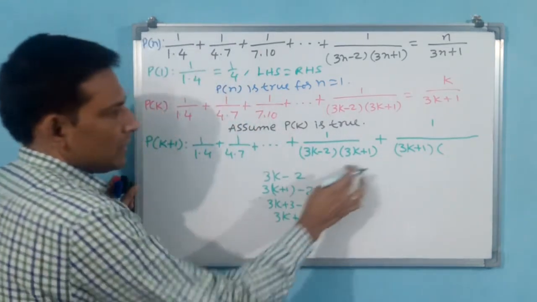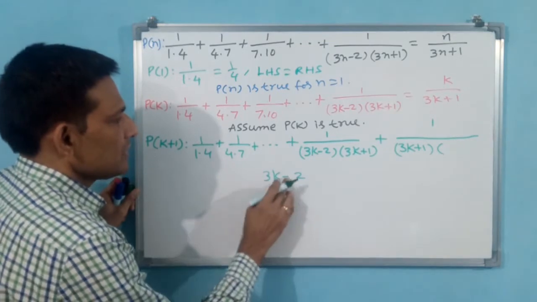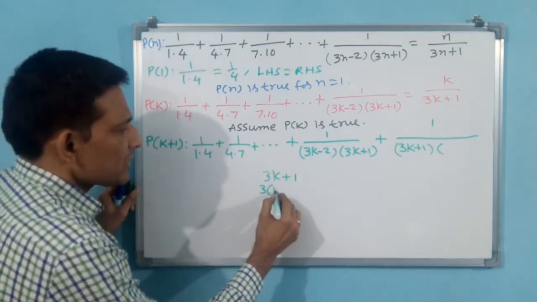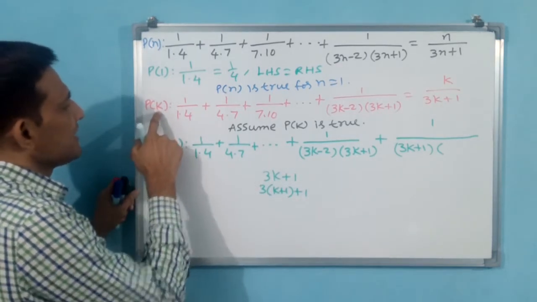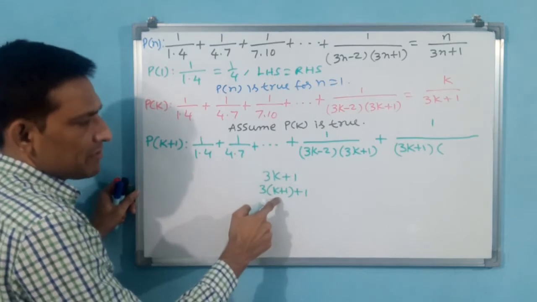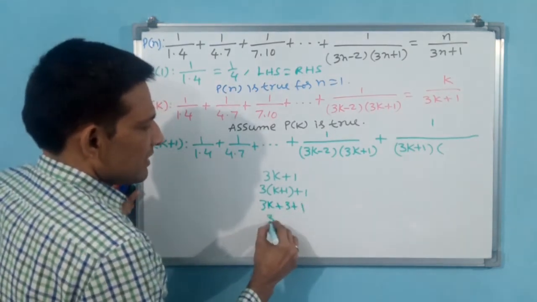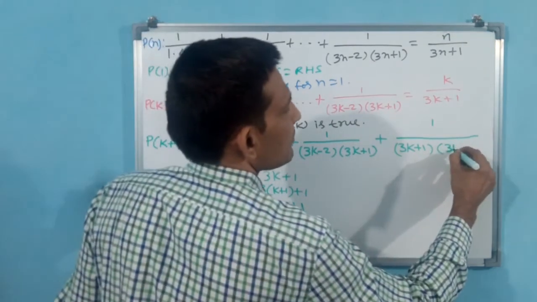Here also 3k plus 1 is there. But you have to write 3k plus 1 plus 1. Why? Because k you have to replace as k plus 1. Earlier k was there, now k plus 1. This will come 3k plus 3 plus 1, 3k plus 4. Okay? Write down 3k plus 4.